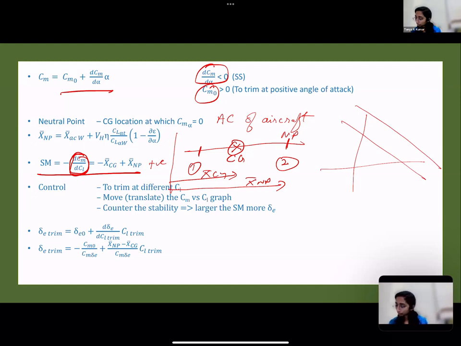So the more the stability of the aircraft, the more the static margin, and the more the elevator deflection needed to change the trim. So it's more difficult to control a more stable aircraft. Then we studied the equation of the delta E required to trim the aircraft at a given CL. This is the delta E required to trim at any given CL.